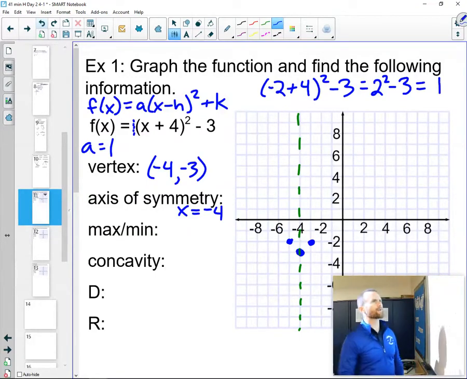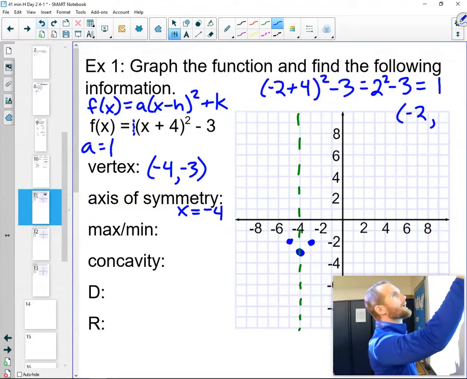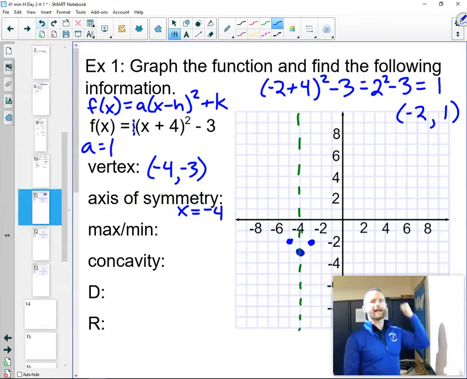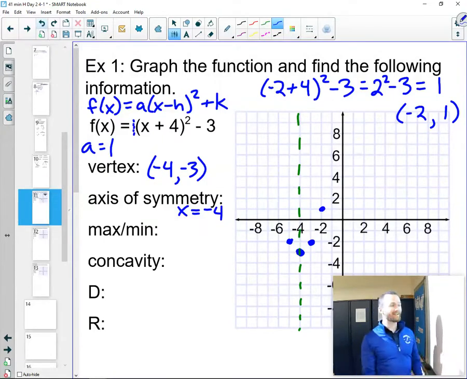Hopefully we can handle doing that in our head or in a calculator, it doesn't matter. So that means the coordinates are, what was the x value we plugged in? -2, and the y value we got was 1. We entered the domain of -2, got out a range of 1. So I go to -2, 1, and then we use our axis of symmetry. It's 2 steps away, so 2 steps away on the other side gives us -6, 2.